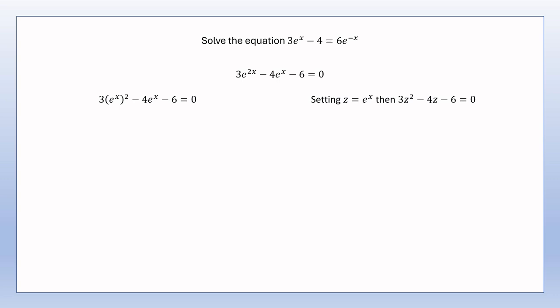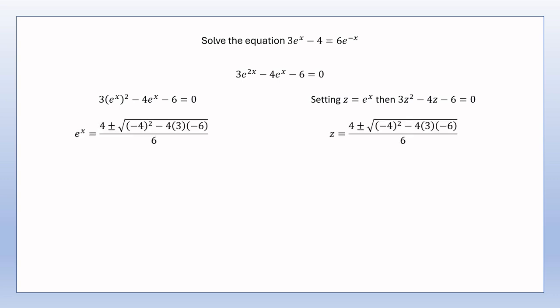So I can see that this equation doesn't easily factorise, so I'm going to apply the quadratic formula with a equals 3, b equals minus 4, and c equals minus 6 to give e to the power of x equals 4 plus or minus the square root of minus 4 squared minus 4 times 3 times minus 6, all over 6. Or with the substitution, instead of e to the x, we have z. Simplifying this gives e to the power of x, or z, equals 2 plus or minus the square root of 22, over 3. If you did make a substitution, then this would be a good time to resubstitute e to the power of x back in to replace the z.